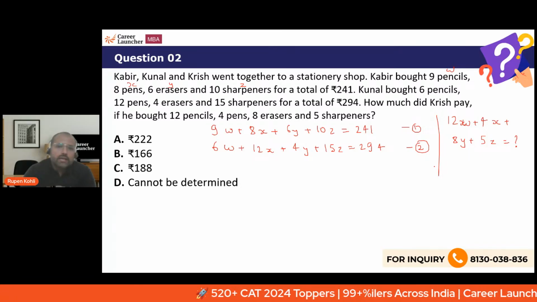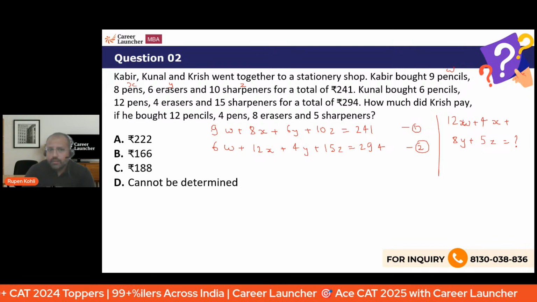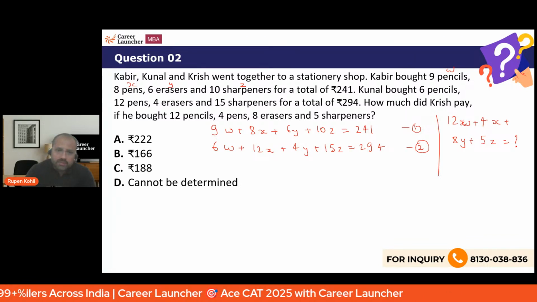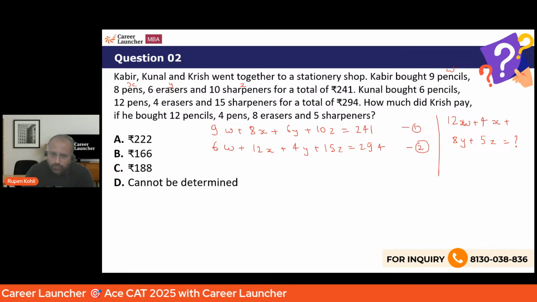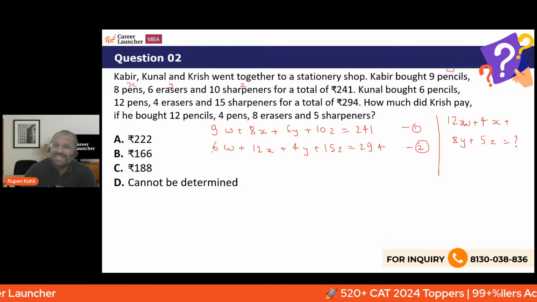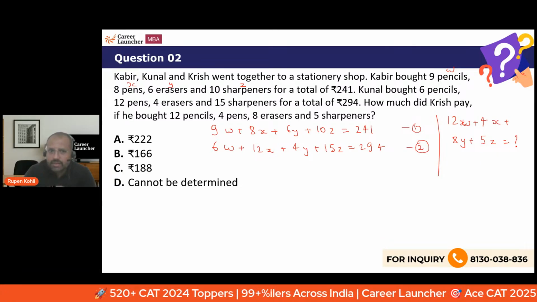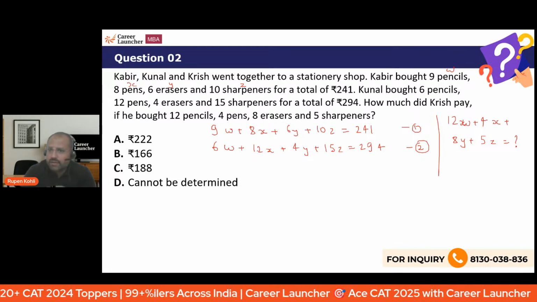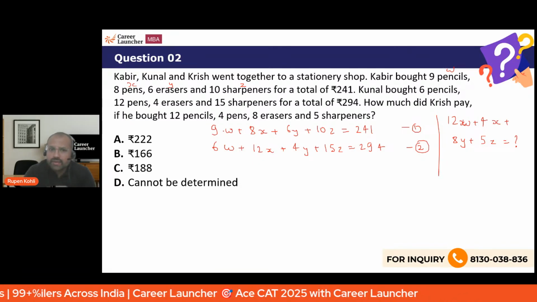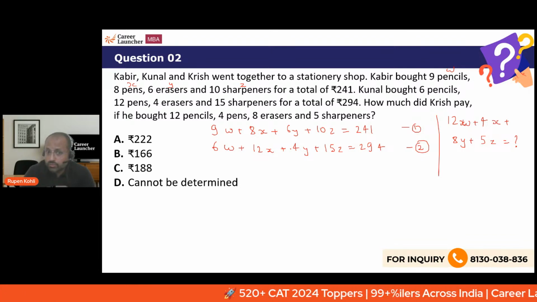So in this problem, coefficients play a major role. You should try to observe that amongst the two equations, you may find that the ratio of the coefficients is the same for certain variables. For example, let's search for that. W and X, so 9 and 8 here, 6 and 12 here. The ratio is not the same. But W and Y, 9 and 6 is 3:2. 6 and 4 is also 3:2. So in the two equations, W and Y are bound by the same ratio.